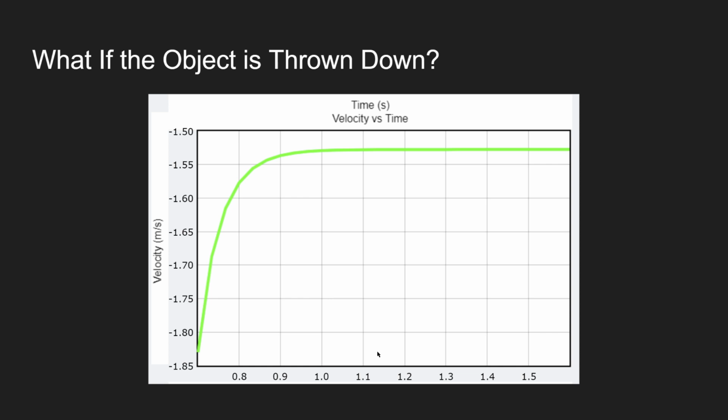Also, for the question of what if we threw the object down, so we had some initial velocity towards the ground. If this initial velocity was greater than our terminal velocity, we would still reach our terminal velocity exponentially, or not exponentially, but in this curve. We would just approach it from the bottom instead of from the top.